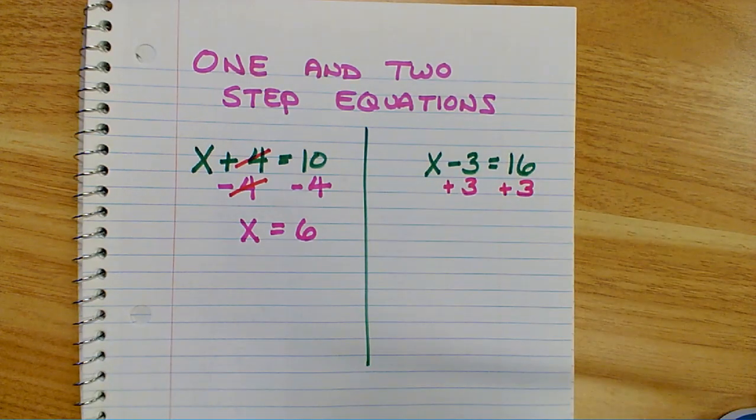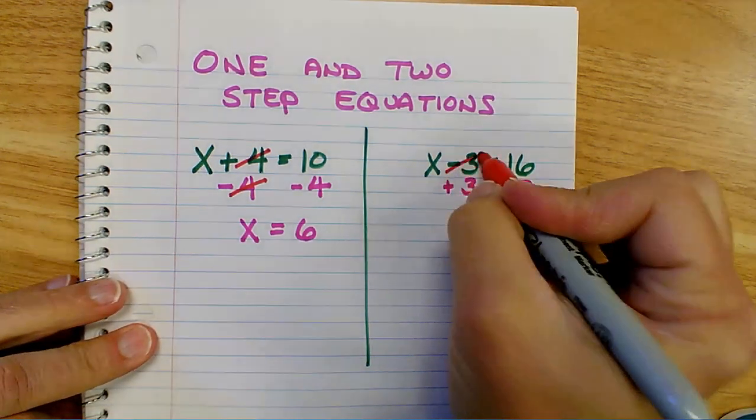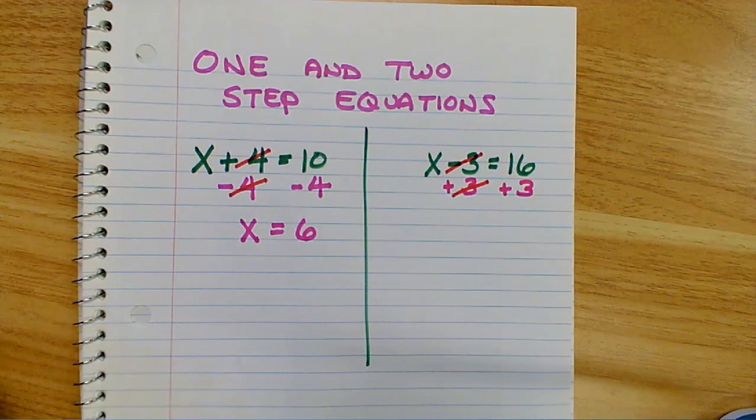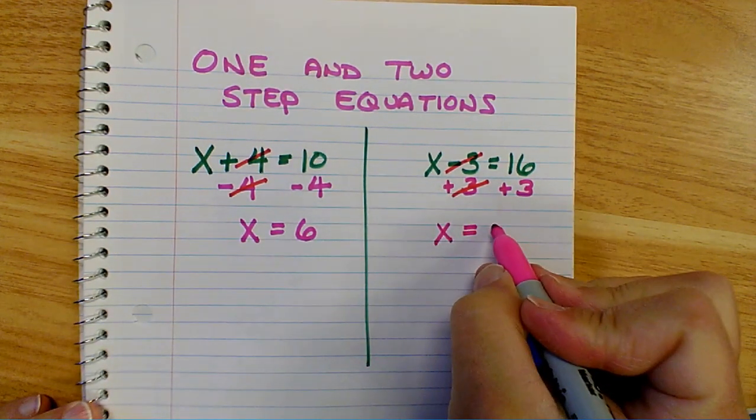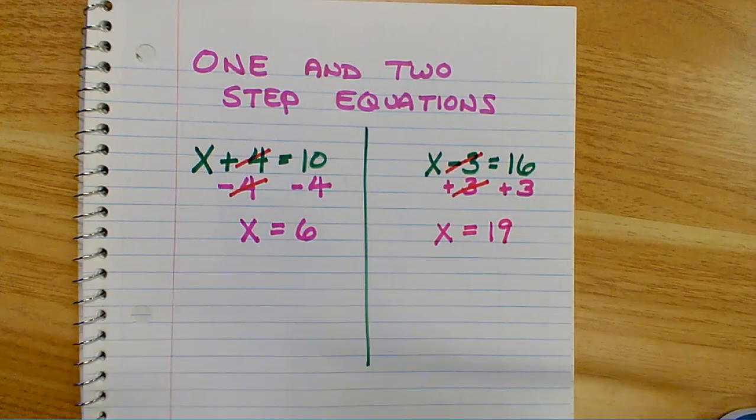I get out my red marker of death and destruction. Goodbye, goodbye. And what am I left with? I'm left with x equals 19, which is what I thought it should be. I'm going to have you practice that for a moment, and then we'll come back.